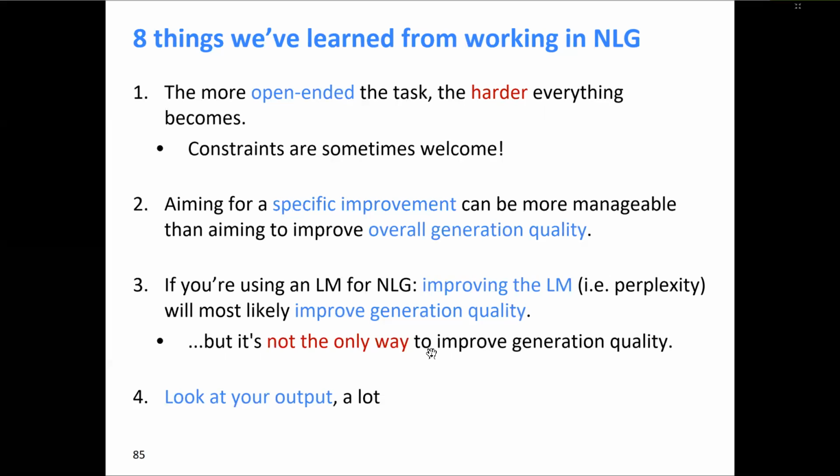As simple as, for example, in your decoding, you just try to avoid repetition, right? Just don't generate sequences with repetitive sequences or phrases. But of course, improving the language model is one direct way and an important fundamental step to improve your generation quality. And also look at your outputs a lot.